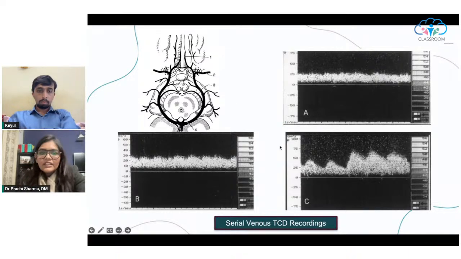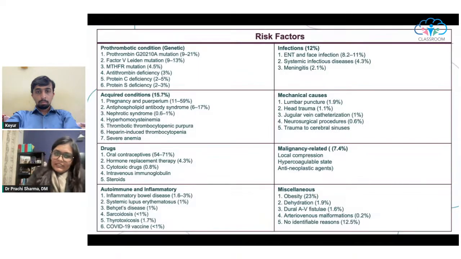So if we look at serial venous TCD recordings in such cases, here in the first recording, the ICP of the patient was 15 millimeters of mercury. In the second recording, it was 25 millimeters of mercury. And in the third recording, it was 35 millimeters of mercury. So the venous pressure changes in the collaterals were increasing as the ICP was increasing.